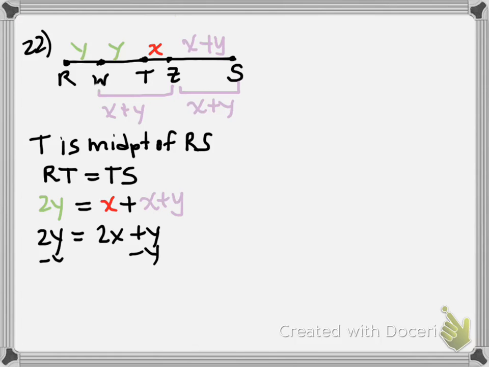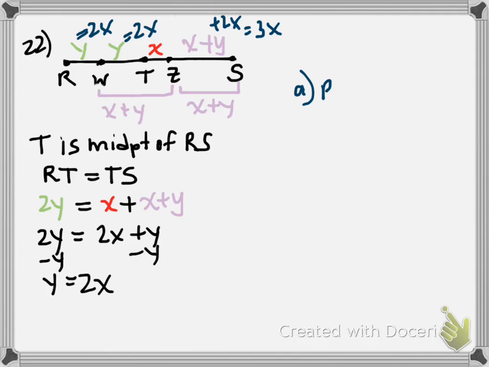So if I subtract y from both sides, I get y equals 2x. So what that allows me to conclude is that this is the same as 2x, this is the same as 2x, this is going to be x plus 2x, or a total of 3x. Having all that, I can answer all my questions now. What's the length of RW? Well, y is the same as 2x, so we get 2x. What's the length of ZS? ZS is the x plus y, which we figured out was 3x.